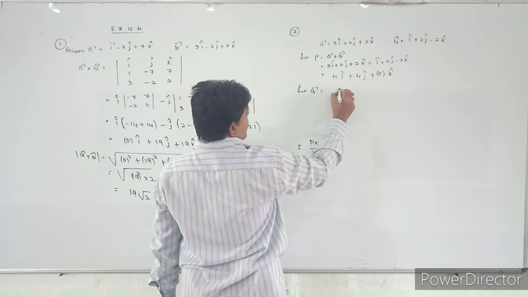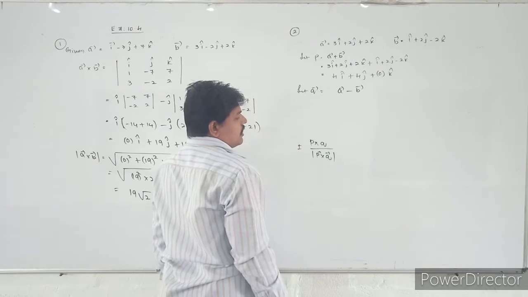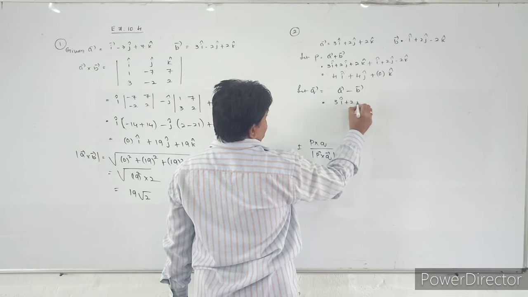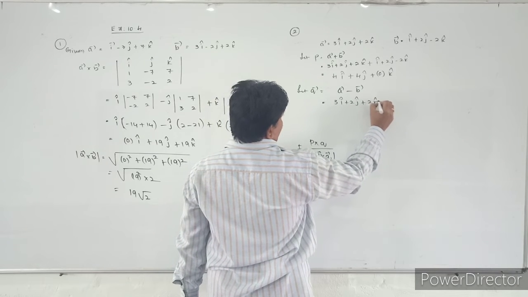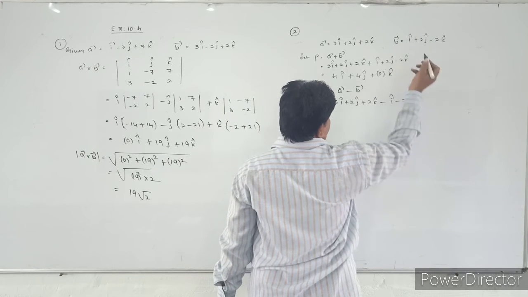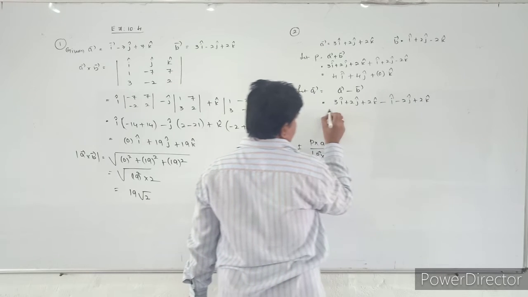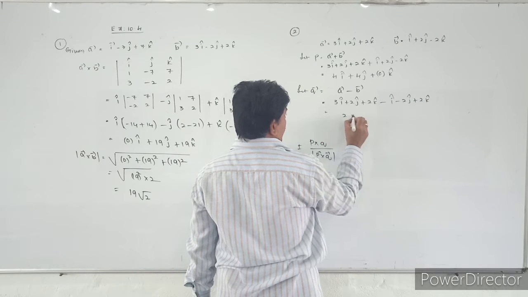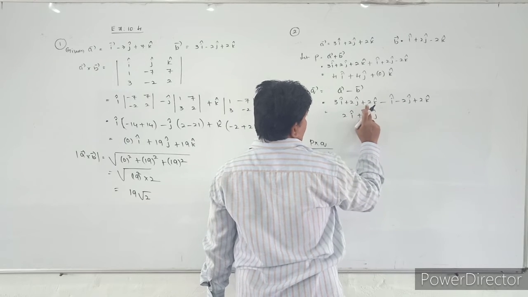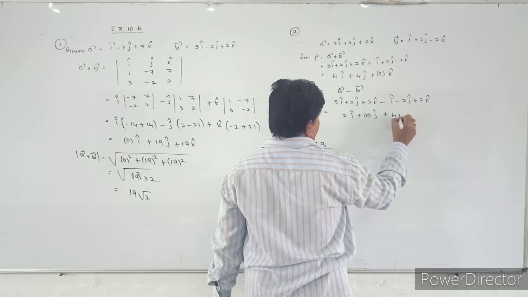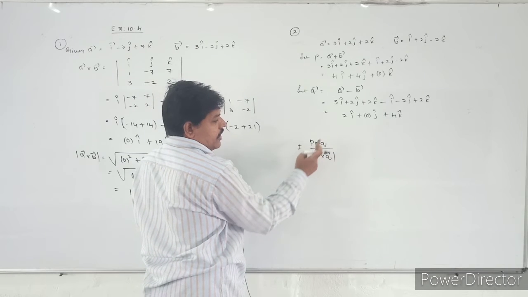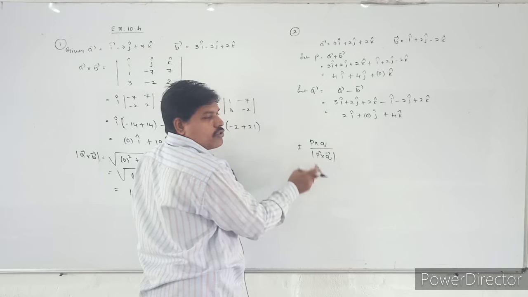Next, let Q bar be A bar minus B bar. That vector is 3i plus 2j plus 2k minus i minus 2j plus 2k. So 3 minus 1 is 2i, 2j minus 2j is 0j, and 2k plus 2k is 4k. First we have to calculate P bar cross Q bar, next we calculate mod P bar cross Q bar, then we substitute in this formula.